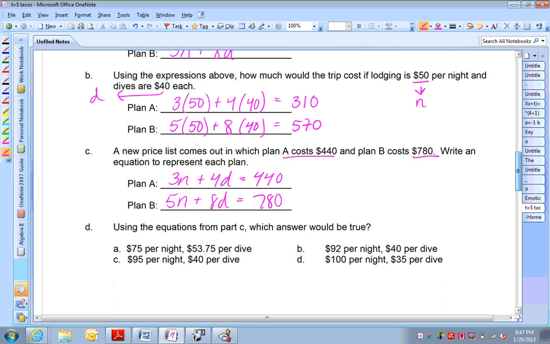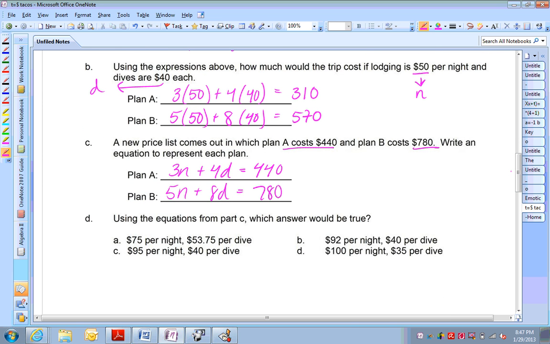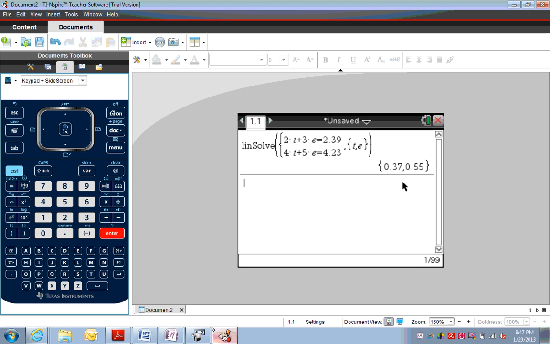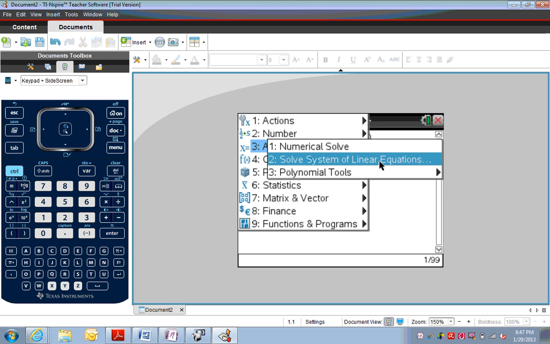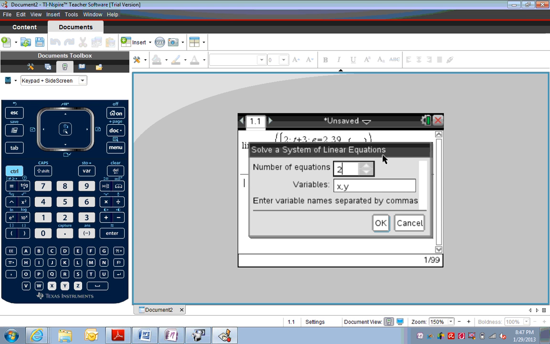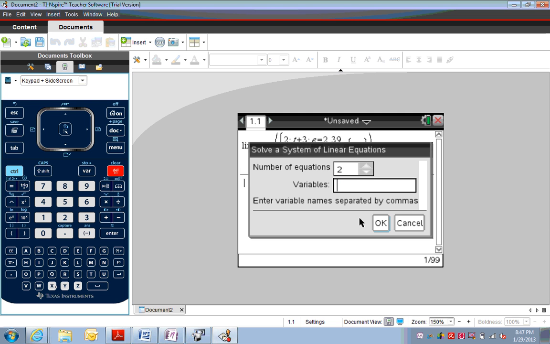Alright, so those are our equations. And part D says, using the equations from part C, which answer would be true? So, we're going to go back to our calculators. Hopefully you're still in a calculator page. And if you aren't, get there. And the way we do it again is menu, algebra, solve system of linear equations. We have 2 equations here, and the variables we're dealing with are not x and y. We're dealing with n and d. So you type in n, comma, d.